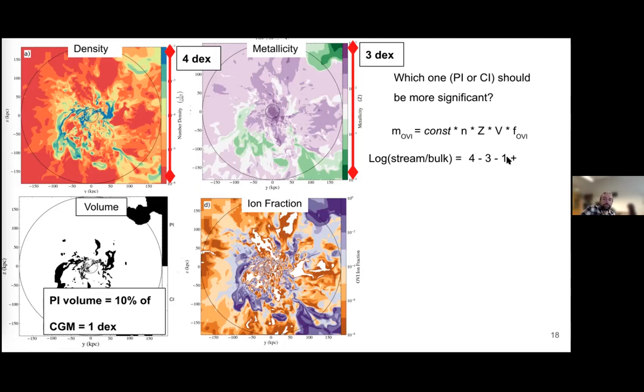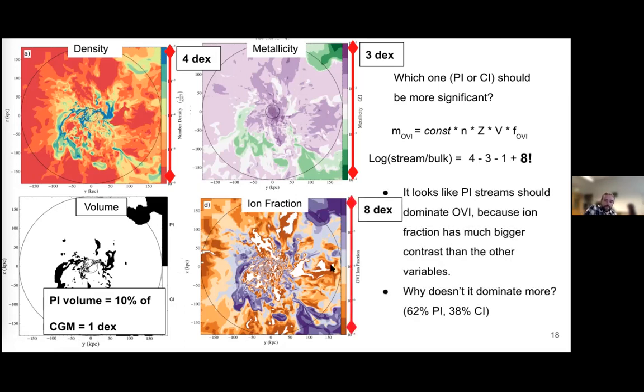So it all comes down to ion fraction. And in that case, it's not close. The ion fraction is much, much higher on the inside of the streams than it is on the outside. So now our question is no longer which one should win, but we have a different question to ask, which is, why isn't photoionization dominant? It looks like the photoionized stream should dominate in oxygen 6 because the fraction has a huge contrast, about 8 orders of magnitude, rather than these 4, 3, or 1.